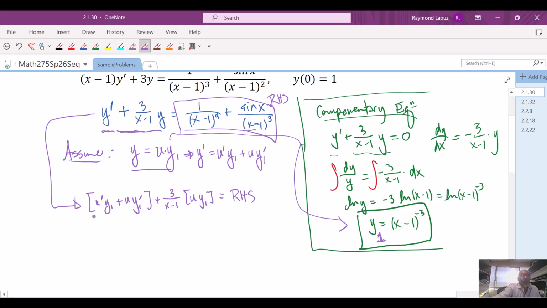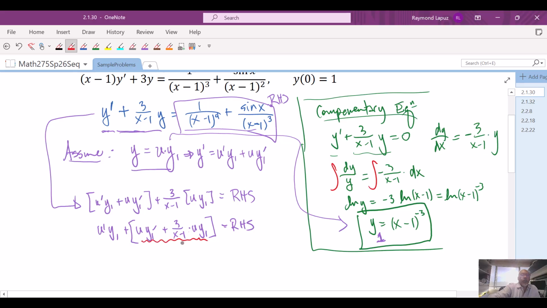And if we arrange the left-hand side and write this as u prime y1 plus u y1 prime plus 3 over x minus 1 times u times y1, regrouping the second and third terms, we will see that this is equal to 0. Wow, why is it equal to 0? Well, let's put the right-hand side here for now, and let's talk about why this is equal to 0.